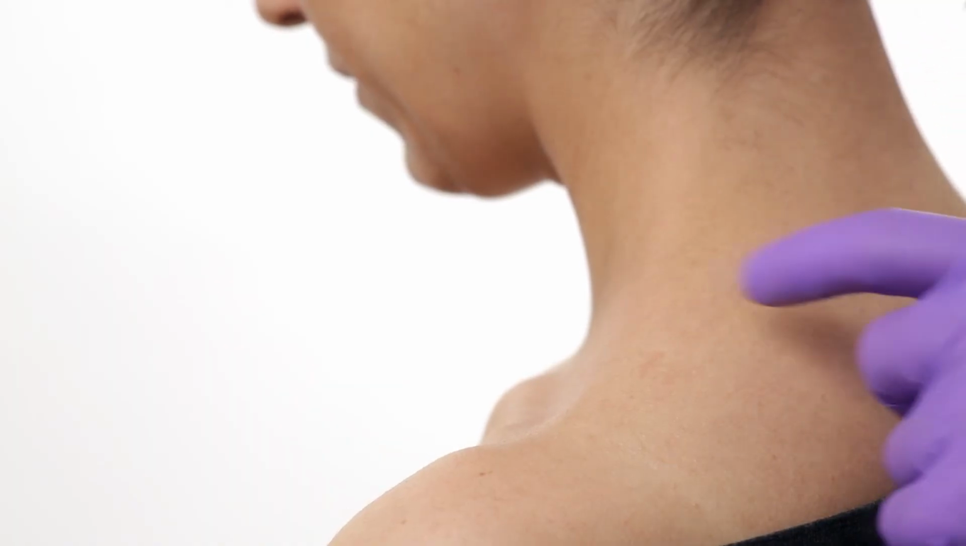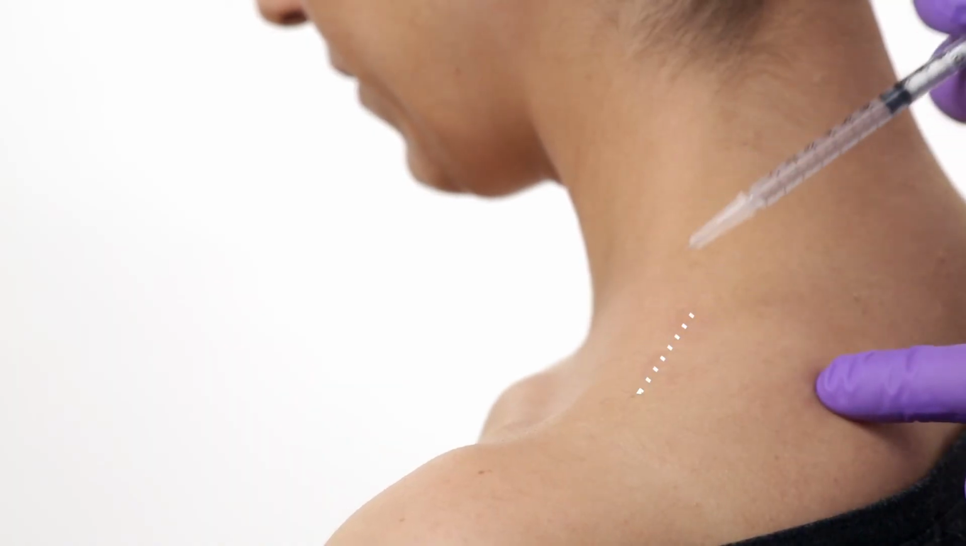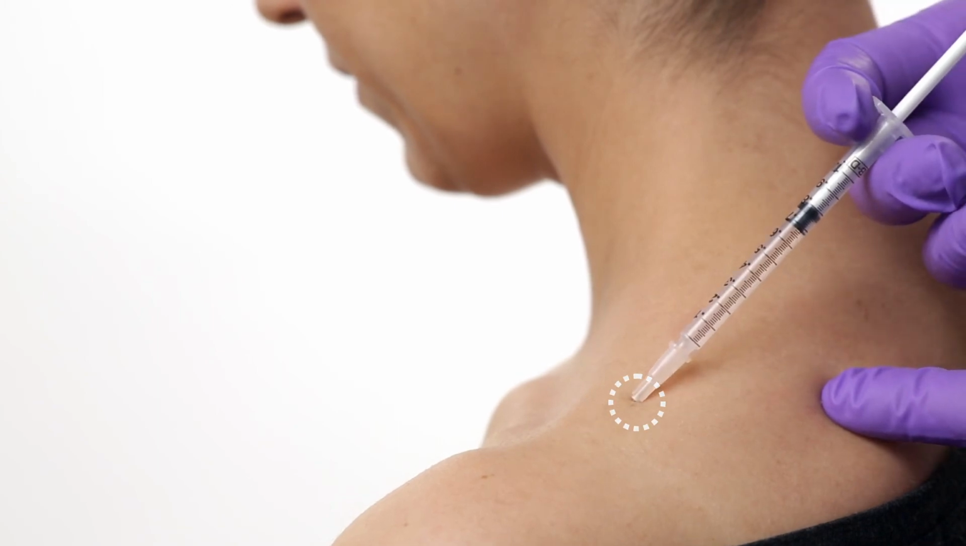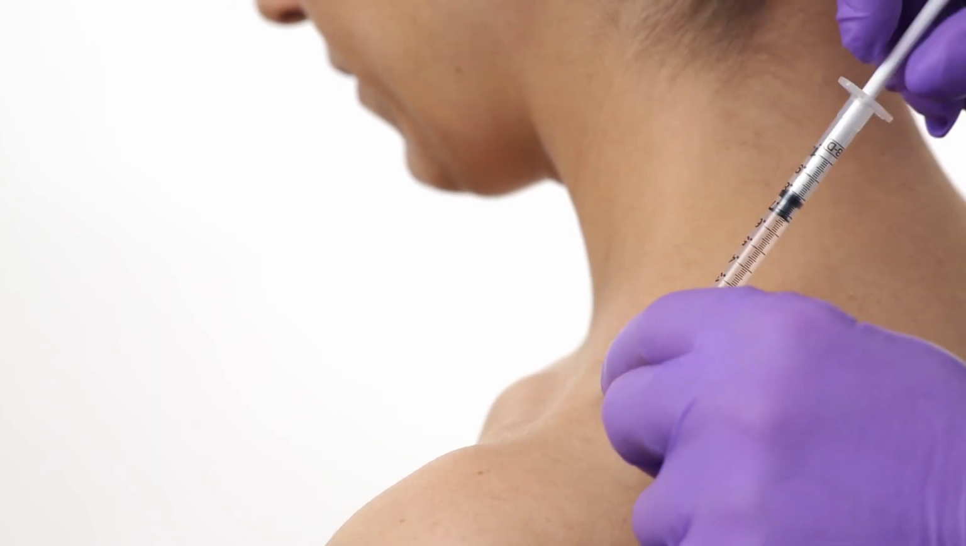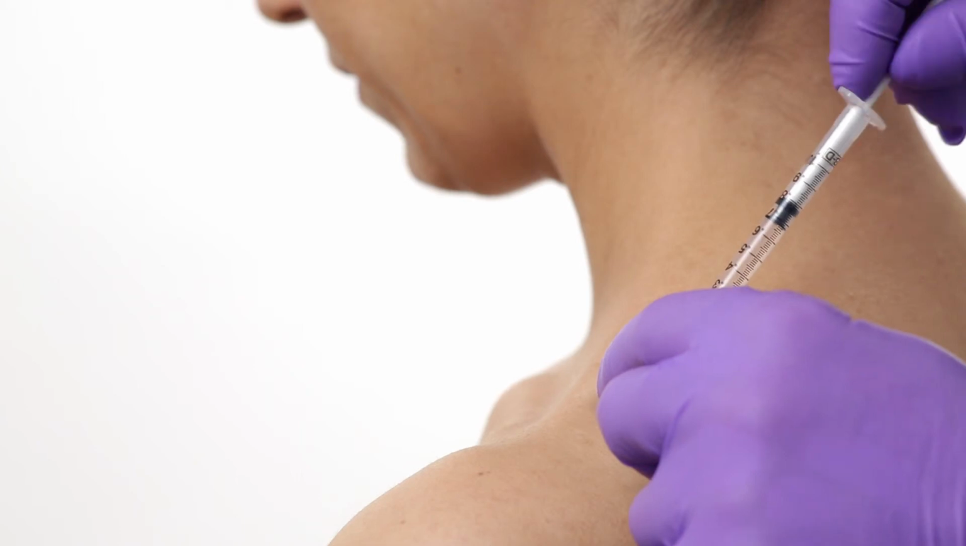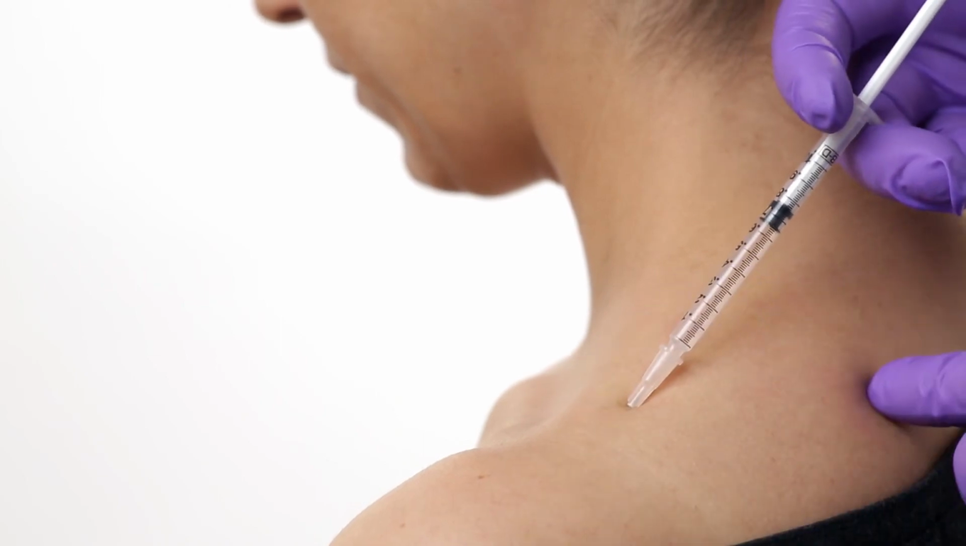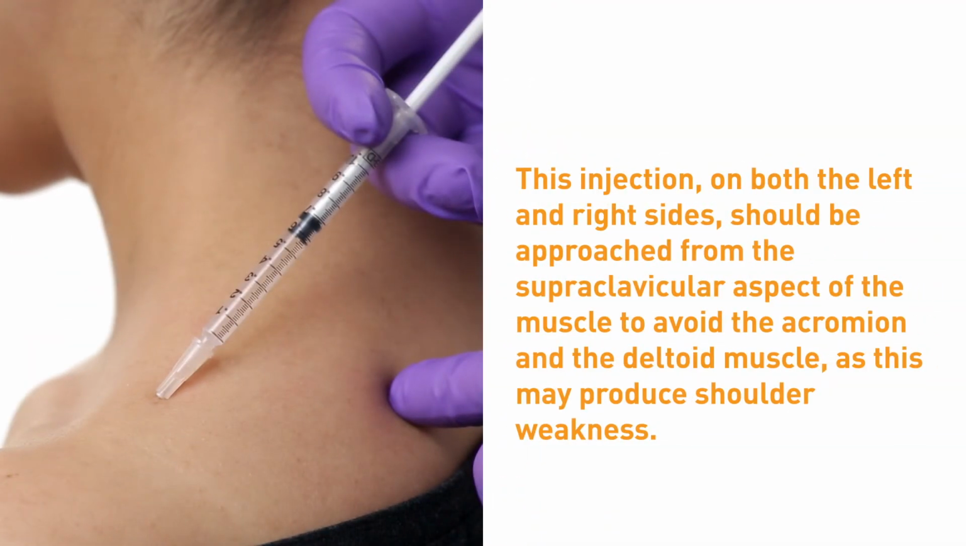For the second injection, move about 3 centimeters, or approximately 2 fingers breadth, laterally from the midpoint down along the trapezius toward the shoulder. Point the needle medially and angle it 45 degrees. Inject, making sure not to go too deep. This injection, on both the left and right sides, should be approached from the supraclavicular aspect of the muscle to avoid the acromion and the deltoid muscle, as this may produce shoulder weakness.